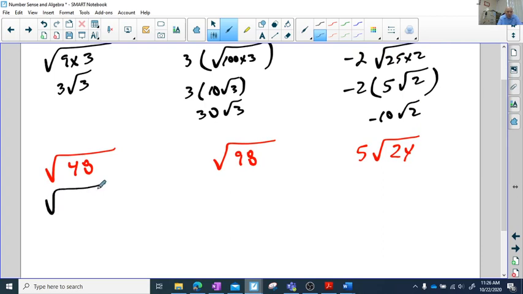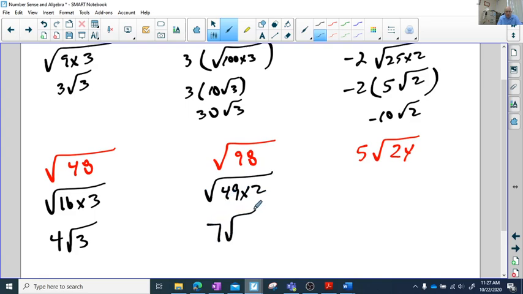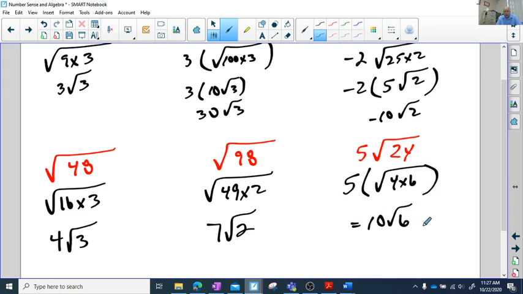48, 16 times 3. Someone may say I use 4 and 12. You can, but it won't be reduced as far as possible. You'd have to then reduce radical 12. So the best option is go 16 and 3. The square root of 16 is 4. 3 is not a perfect square. It stays underneath. 98, 49 times 2. The square root of 49 is 7. 2 stays underneath your radical. 24 would be 4 times 6. Square root of 4 is 2 times your 5, 10, radical 6.